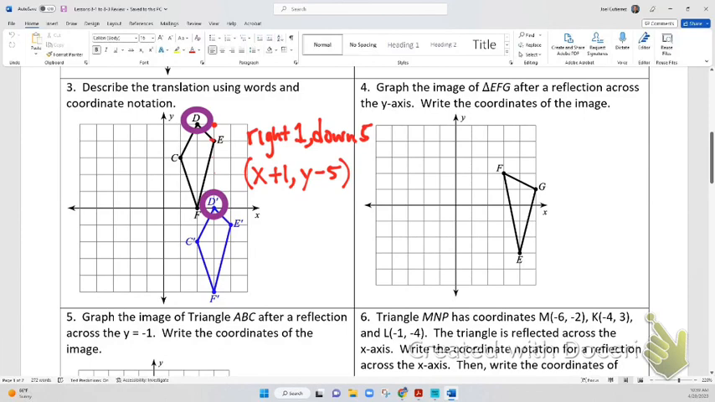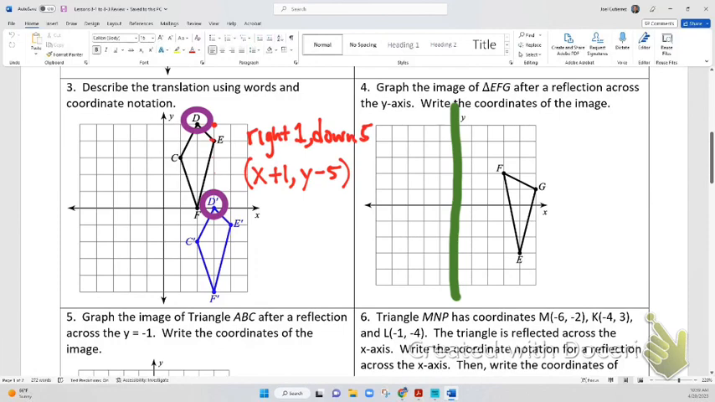So number 1, you need to know where the y-axis is. Well, it's this one right here. The y-axis is the one that goes vertical, up and down, right? And then a reflection, okay, think of a mirror. A reflection, whatever was on the right now has to be on the left, okay?